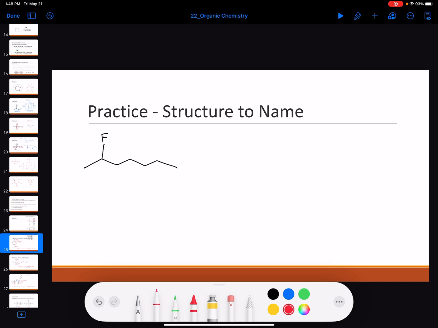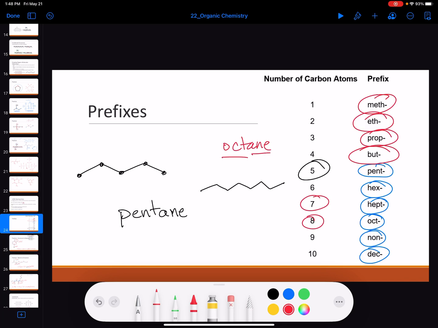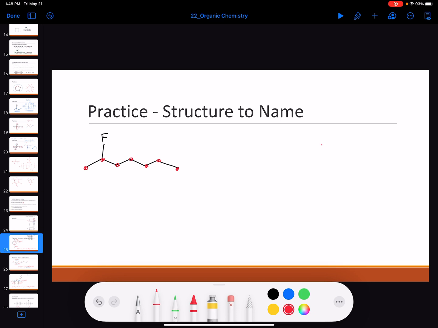All right, so here, first thing I do is look for my longest chain. 1, 2, 3, 4, 5, 6, 7. 7 carbons. I go back to this. 7 is hept. So I'm going to call this hept. And then I see that it has only single bonds, so heptane. And now I have a substituent this time, right? I've got a fluorine. When you're naming substituents for the halogens, you just put an O ending, like fluorine becomes fluoro, chlorine, chloro, bromine, bromo, so forth, okay? So I'm going to call this fluoroheptane.